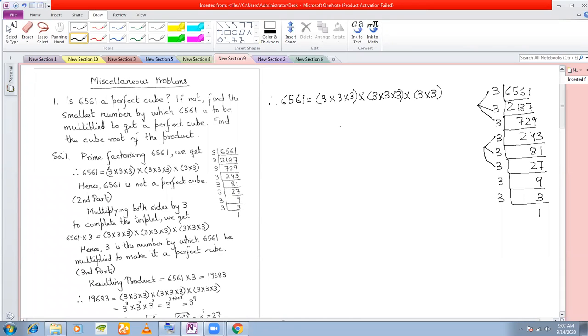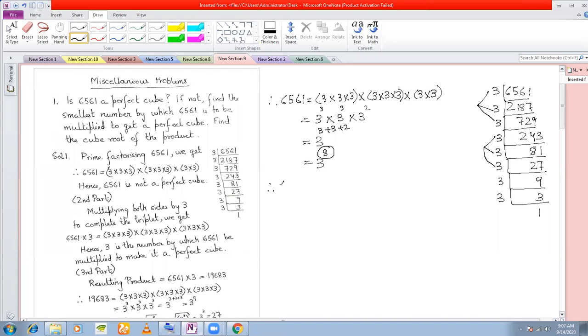So what can you say? You can write this as 3 cube, you can write this as 3 cube, and you can write this as 3 square. Now you can add up the powers if you want. 3 plus 3 plus 2. So this will give you 3 to the power of 8. Now if you see, this 8 is not a multiple of 3.